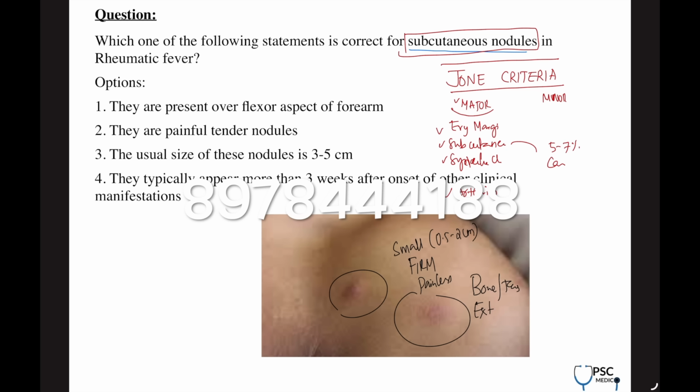They're present on extensor surfaces. They're subcutaneous only, but mainly localized on bone and tendons, extensor surfaces. Right? So this is how they present.